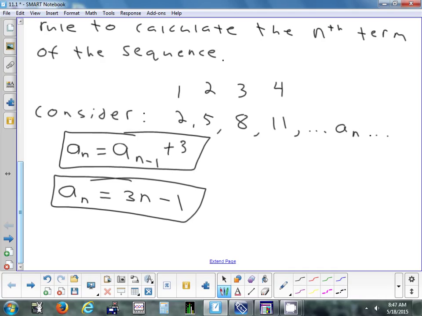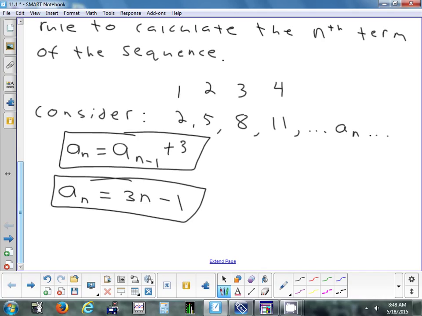Okay. These are two different ways of writing the formula. Which one do you think is more helpful? Yeah? The 3n minus 1. Yeah, how come? Because you don't need a number before. Right, you don't need anything before. If I wanted you to find the 300th term here, it's 899. Very simple. Just plug in 300, triple it, minus 1.